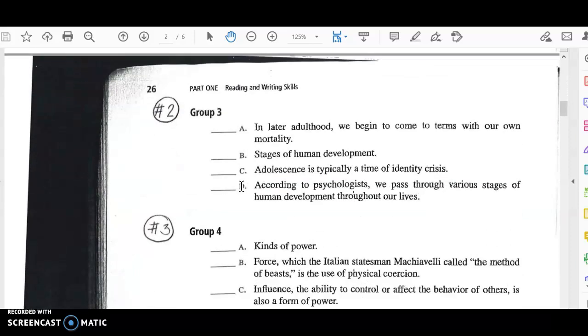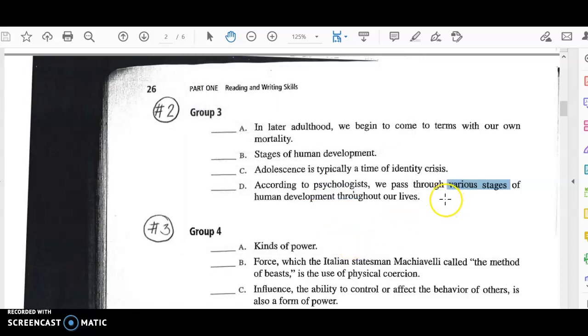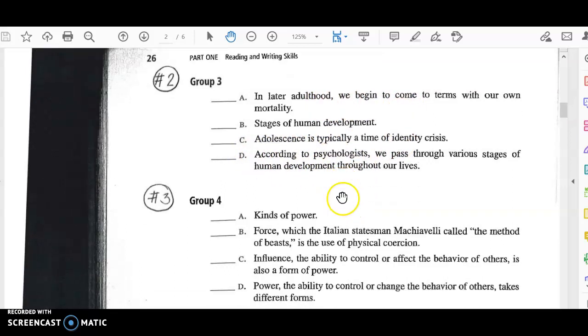For number 3, our topic here, same thing, easy to spot, stages of human development would be our topic. So then our main idea for this one would be D. According to psychologists, we pass through various stages of human development throughout our lives. Here, various stages clues us in. That's another list, a couple list words. It tells us that the author is going to list the various stages that we go through in human development in our lives. And then A and C are examples of those stages. We've got adolescence and then in later adulthood. So these are specific supporting details. D is a general main idea.